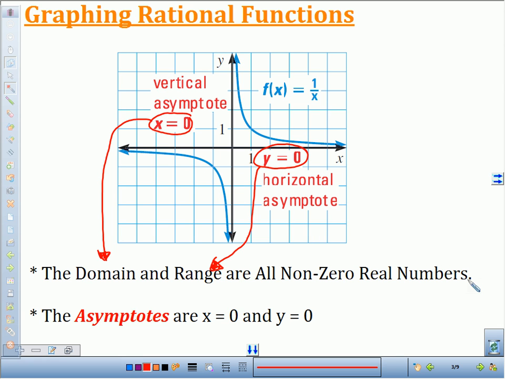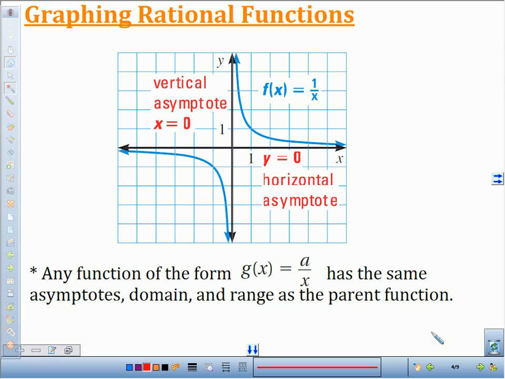And graphing rational functions is mostly about finding the asymptotes. That is probably the trickiest part of the whole thing. Find the asymptotes and you are good to go. So let's look at this in a little bit more detail.